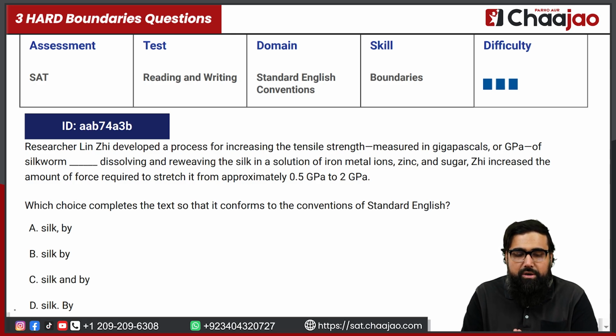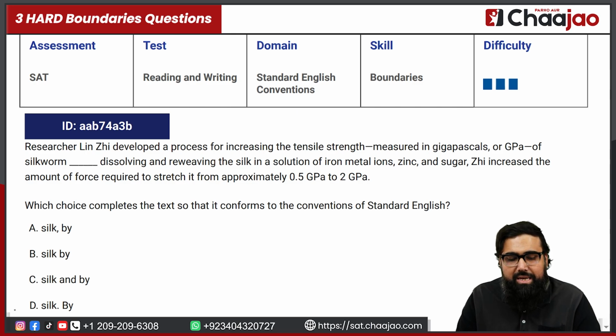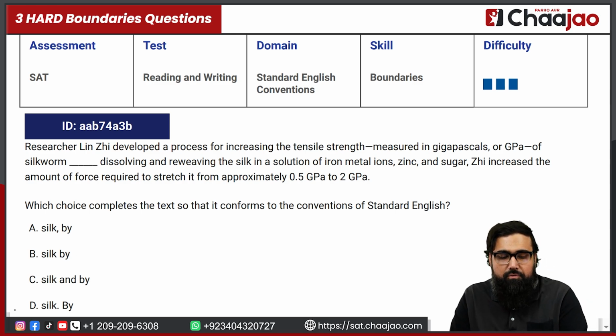So if you read it over here, it says researcher LE developed a process for increasing the tensile strength, measured in gigapascals or GPa, of silkworm silk. By dissolving and reweaving the silk in a solution of iron metal ions, zinc and sugar, Z increased the amount of force required to stretch it from approximately 0.5 GPa to 2 GPa. Now, if you have to understand, the first sentence is ending over here, at silkworm silk.